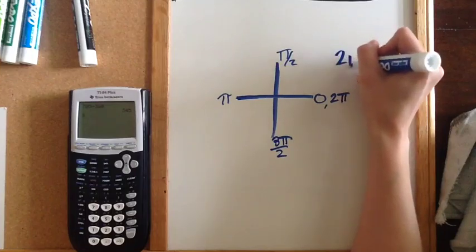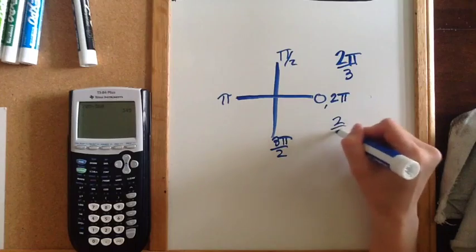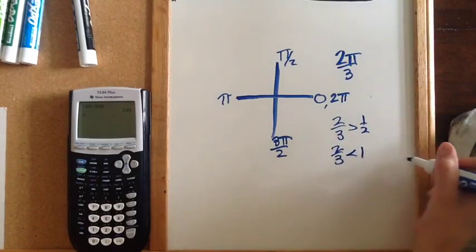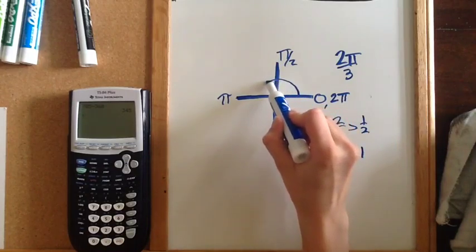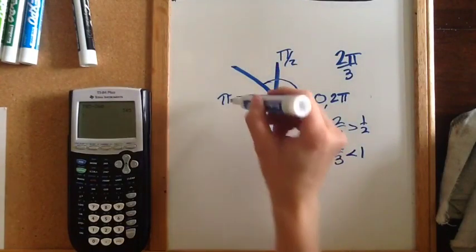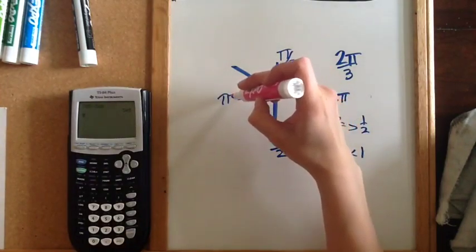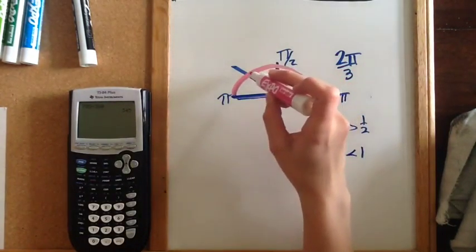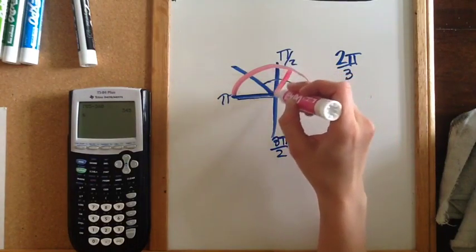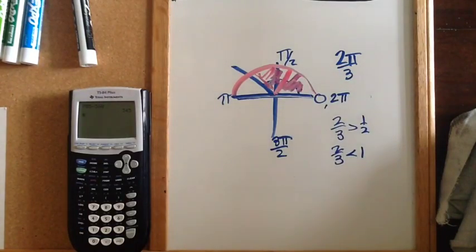So if I give you 2 pi thirds, if we look at 2 thirds, we know that 2 thirds is more than a half, but less than 1. So I'm going to go more than a half pi, but less than 1 pi, and that will put it here. If we're looking at this as one whole pi portion, I'm going to split this into three thirds, and then I'm going to take two of them. So I'm going to take this part and this part, which will give us 2 pi thirds.